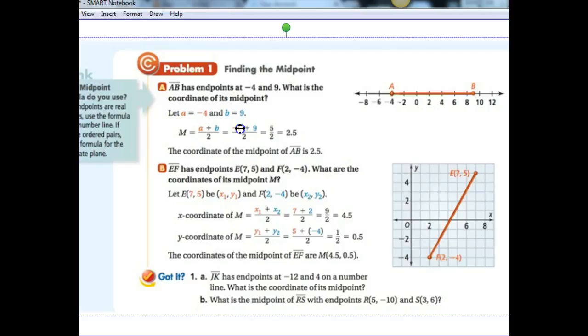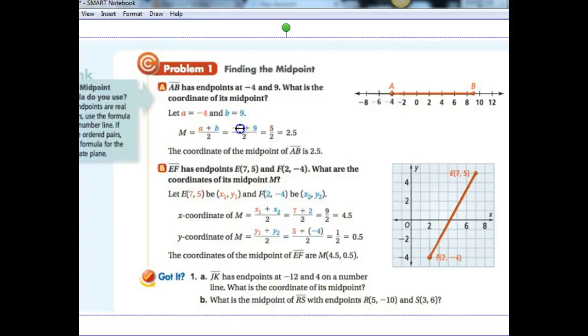So, if you'll look, the two X values for E and F are 7 and 2. So notice that you simply add 7 and 2 together and divide by 2. That ends up being 9 over 2, or 4.5. We're going to do the same thing for our Y values. You're going to add 5 and -4 together and divide by 2, which are the two Y values. And that ends up being 1/2, or 0.5.